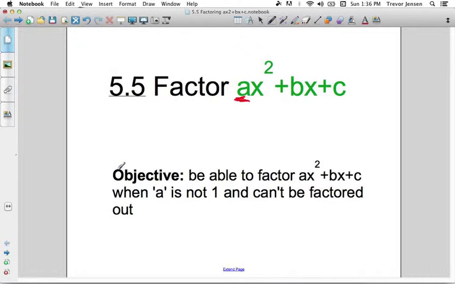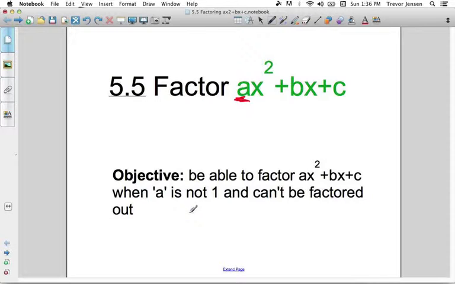In the previous lesson for section 5.4, we factored quadratics in standard form where the a value was 1, or it could be factored out. So in this lesson, we're going to factor quadratics where the a value is not 1, and it can't be factored out. Okay, so two different ways of factoring quadratics, and we'll have to know them both depending on what type of quadratic we're asked to factor.